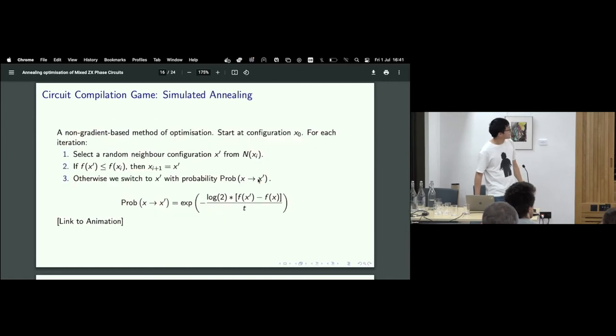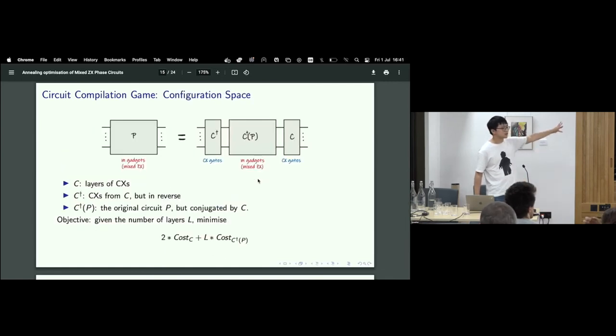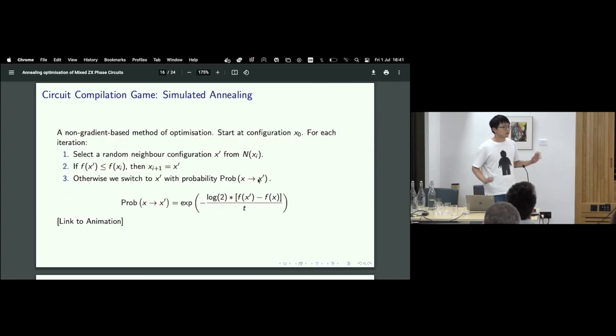So how do we optimize this in practice, right? This is not a problem you can naively apply gradient descent to, because it is not a continuous problem. You either have a CNOT or you don't. So we apply simulated annealing. All simulated annealing is, is you start at some point in your search space, and at each iteration you pick a neighboring CNOT configuration and check which is better. If it's better, you go to the better one, but if it's not as good, you might still jump, depending on how close it is to being good.